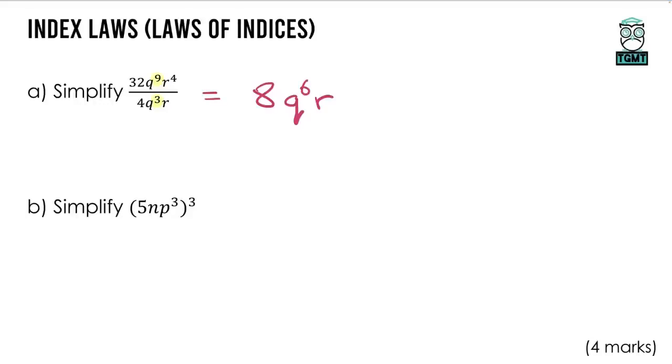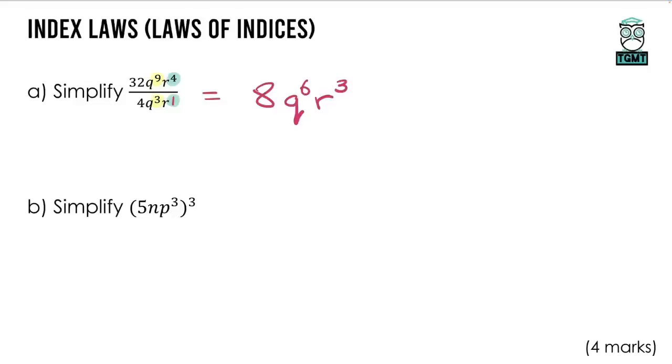Now on the next one, we need to be a little careful, because although we have this power of 4 on the top with the R, we don't have a power written for the R on the bottom. When there's not a power written, don't forget there is a secret power of 1 that isn't written there. So just remember to write that in whenever you see a letter in these index law questions where there's no power. So here now we can subtract those powers. 4 take away 1 gives us a power of 3, and that is our final answer.